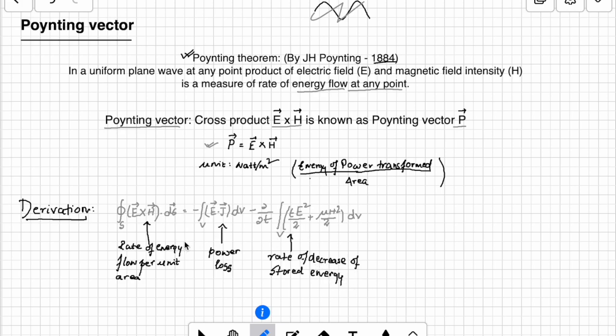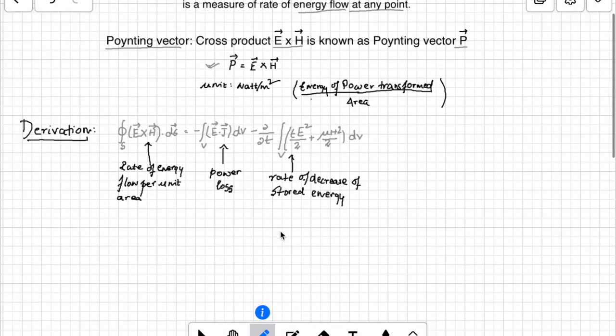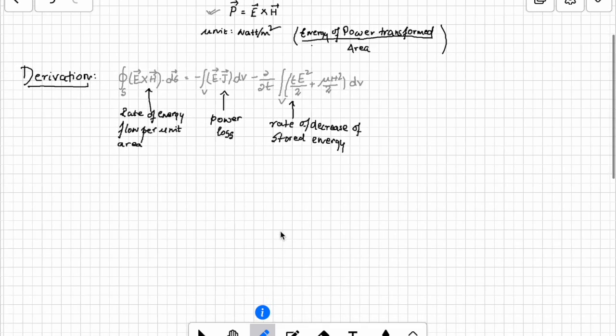Okay, so if there is a loss, there will be a negative sign. If there is a decrease of stored energy, there will be again a negative sign. So that's how it goes. Okay, so let's try to derive this, and we are going to derive this from Maxwell's equations.